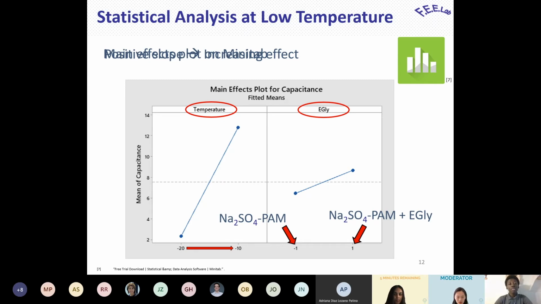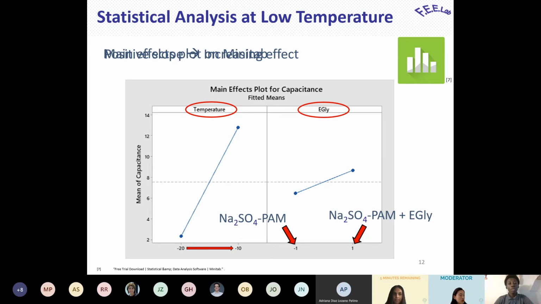So the factors I used were temperature and ethylene glycol. And temperature goes from -20 to -10 because that is where capacitance was lowest. For ionic conductivity, it was -20 to -5. Now, ethylene glycol has values -1, which is the electrolyte with no additive, and 1, which is the electrolyte with the additive. Additionally, the slope of the plots show us the effect of each factor.